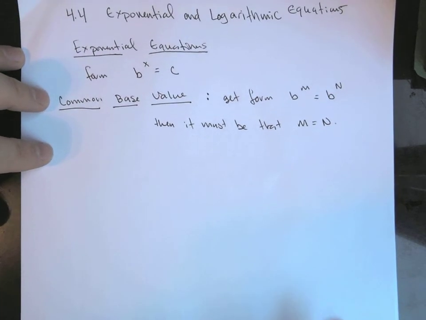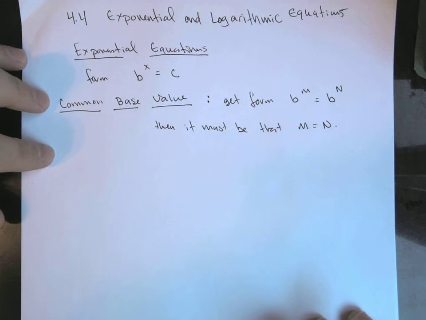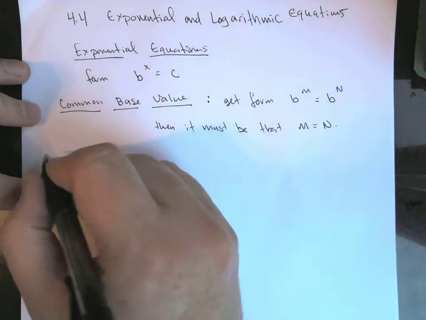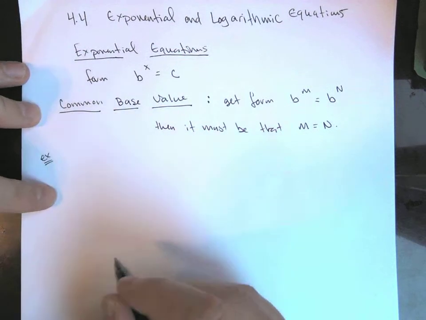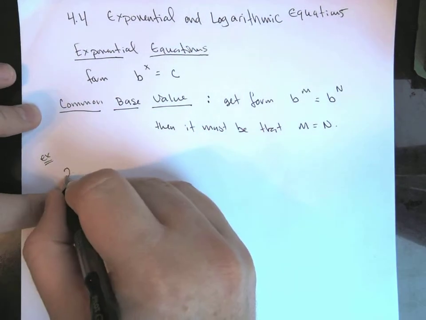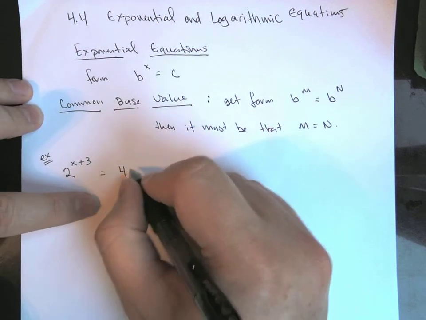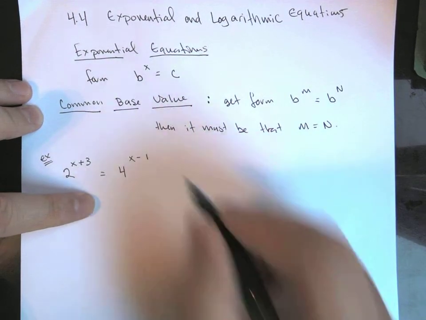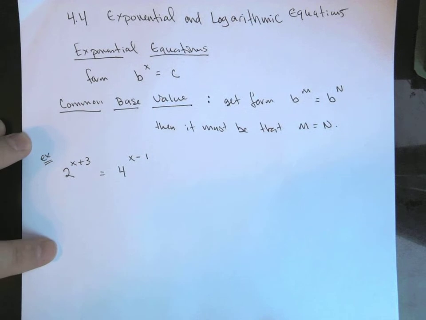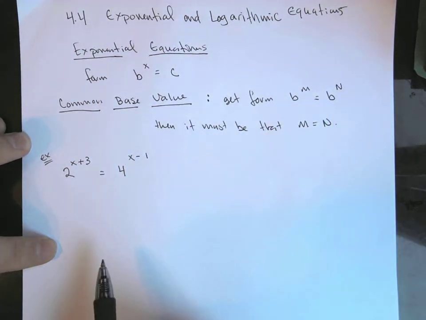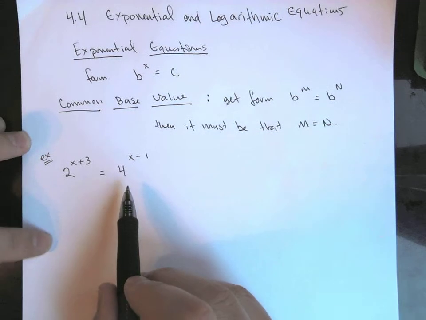We're obviously not going to just start with 2 to the x equals 2 to the y, and then you have x equals y. That's too easy. So this is more interesting if we have bases that don't quite sync up. Let's say you have something like 2 to the x plus 3 equals, we'll do something relatively simple, 4 to the x minus 1. So this is 2 to the something equals 4 to the something. These are not the same base, which is the principle that we're looking at. But there's a pretty simple connection between 2 and 4 as far as base values go.